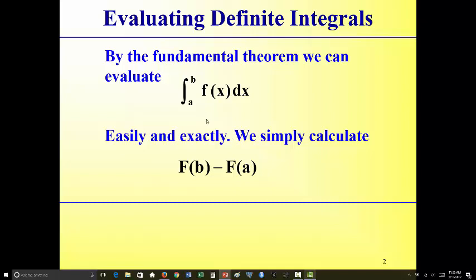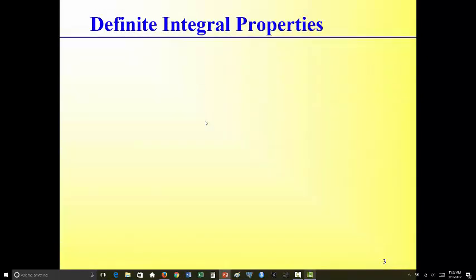I'll do three simple examples to walk you through it. That'll help remind you how to do them. But first let's go over some of the properties. If you integrate from a to a, so that would be like from 1 to 1, obviously that's 0 because you're just on a straight vertical line.